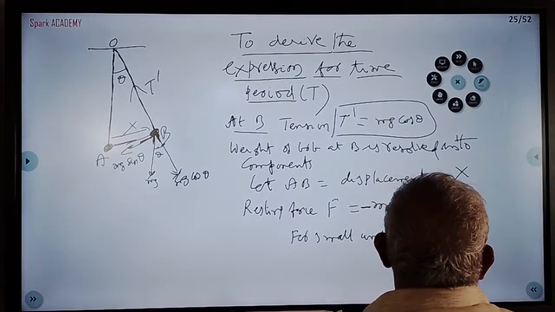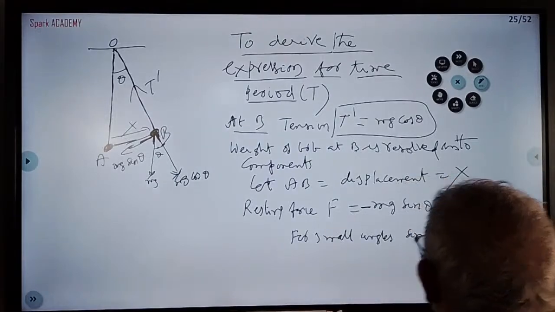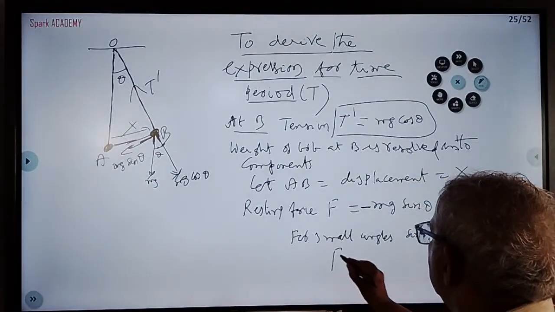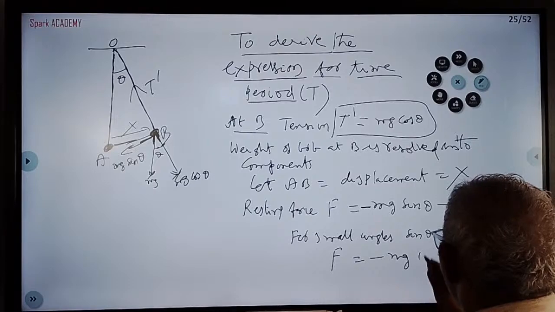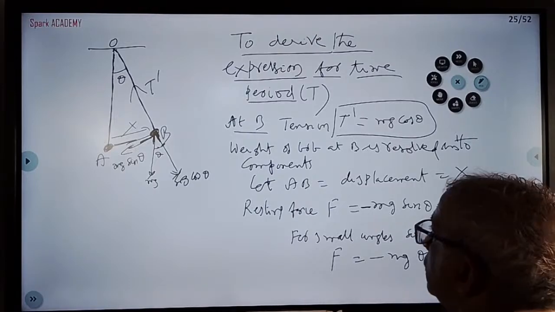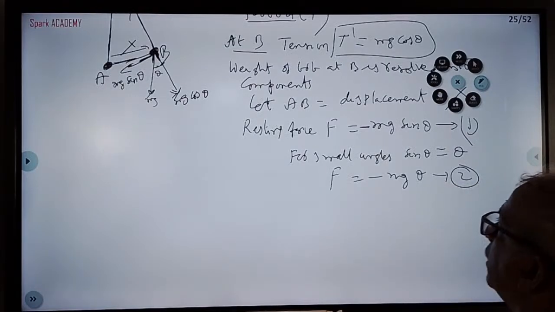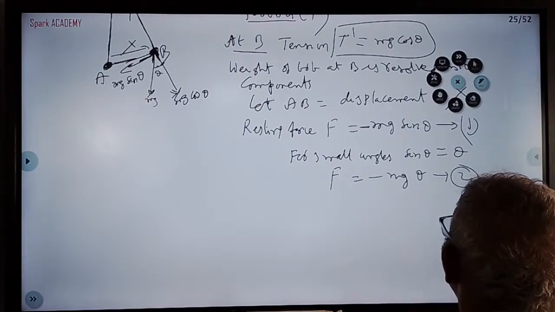Sin theta is equal to theta for small angle. Therefore, force F will become minus mg theta.